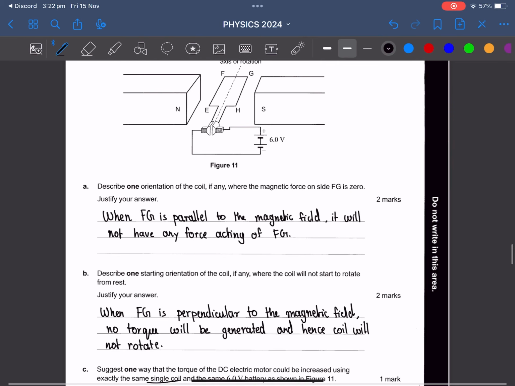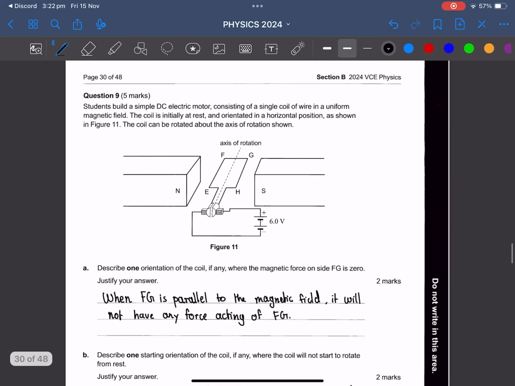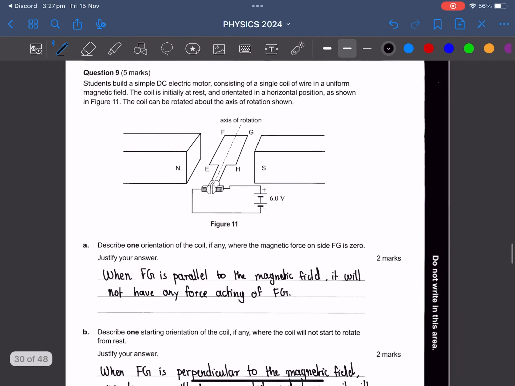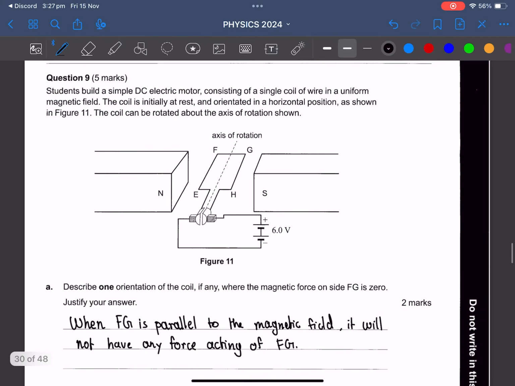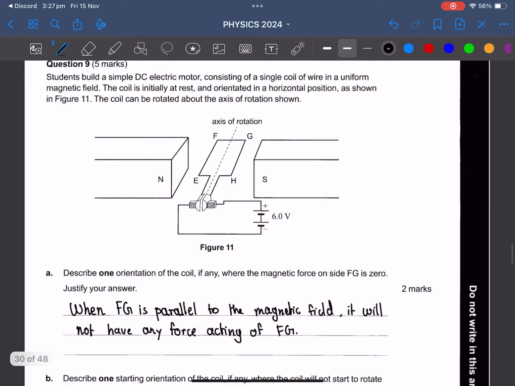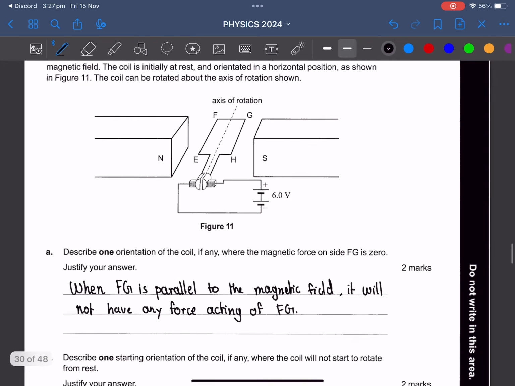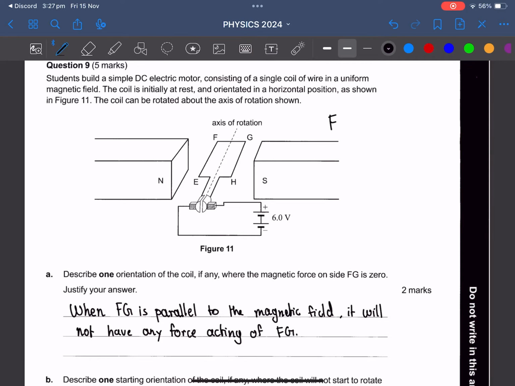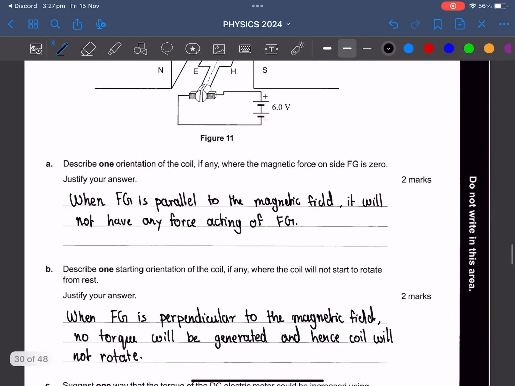Describe one orientation of the coil, if any, where the magnetic force on the side FG is 0. Actually no, that actually makes sense. So when FG is parallel to the magnetic field, it will have 0 force, because force is basically BIL, and there's also an angle component here. So if the angle is 0, the whole thing just becomes 0, right? So that's why FG parallel to the magnetic field makes total sense. Yep. So that's the intuitive, or maybe logical, understanding.